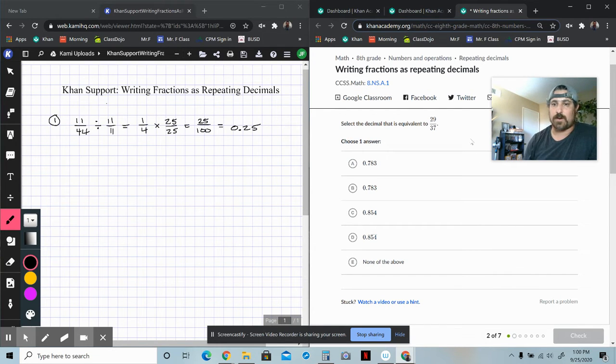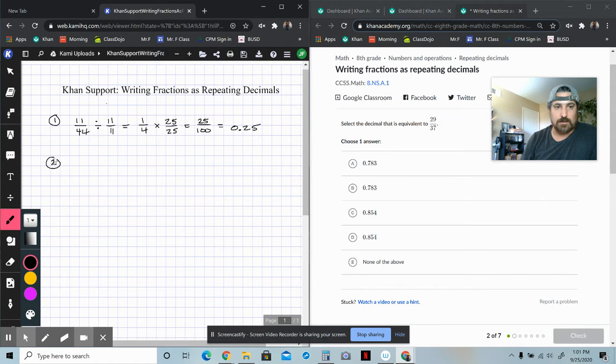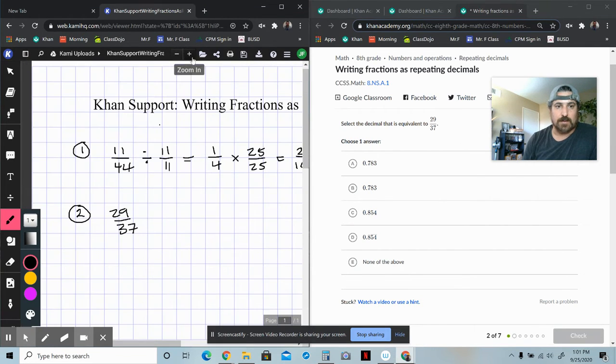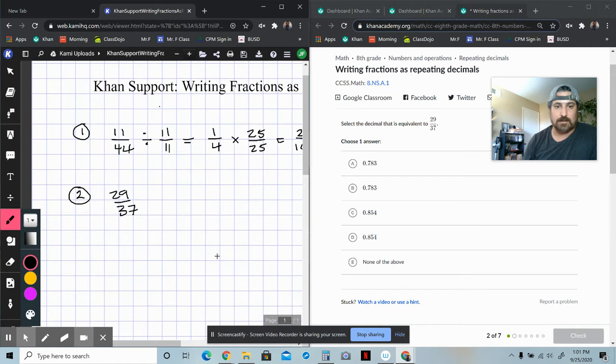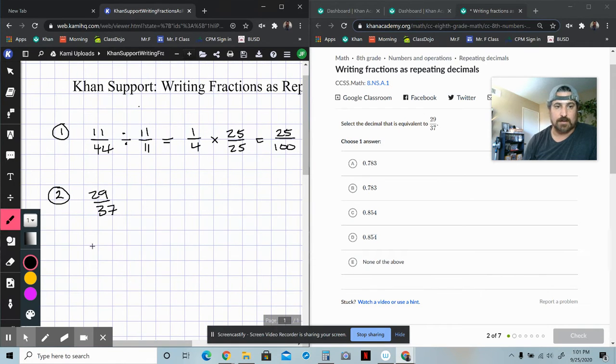Okay, this one is 29 over 37. So let's look at this one, all right? So number 2 is 29 over 37. So let's zoom in here and do this one. This one looks a little bit nastier, like a little harder, right? So let's investigate this one. 29 over 37. So that's a 29 on top and a 37 on bottom.